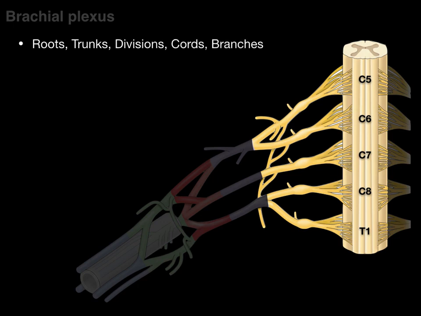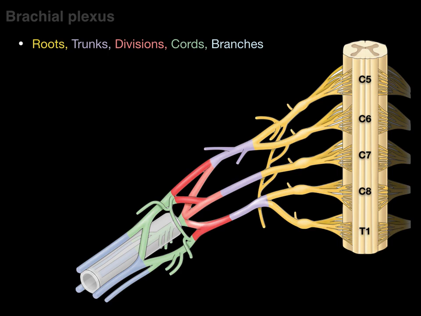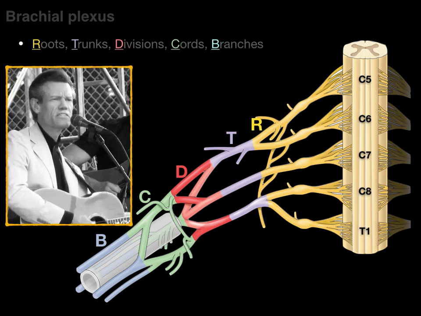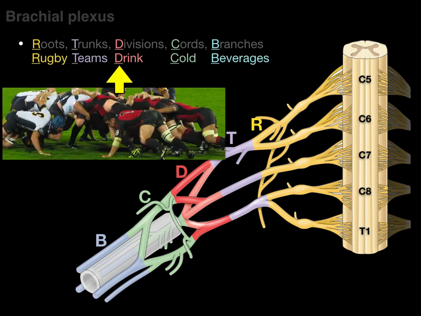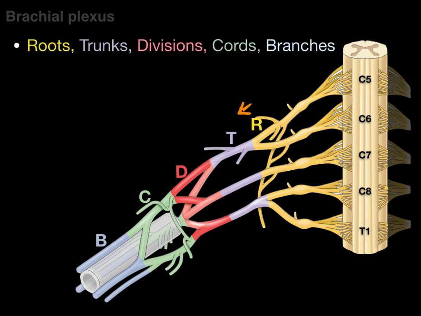Now, the roots, trunks, divisions, cords, and branches are the divisions from proximal to distal of the brachial plexus, and it looks like this. There are the roots, there are the trunks in purple, there are divisions in red, there are the cords in green, and there are the terminal branches in blue at the end. The way I remember this is through Randy Travis drinks cold beer. And if you don't know who Randy Travis is, then rugby teams drink cold beverages. Either way, the important thing to remember is that the roots, trunks, divisions, cords, and branches are the divisions of the brachial plexus from proximal to distal.